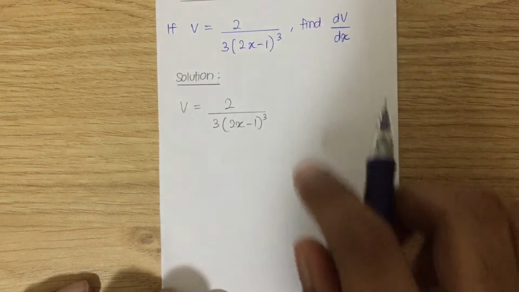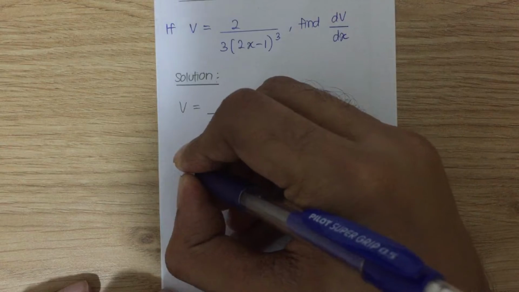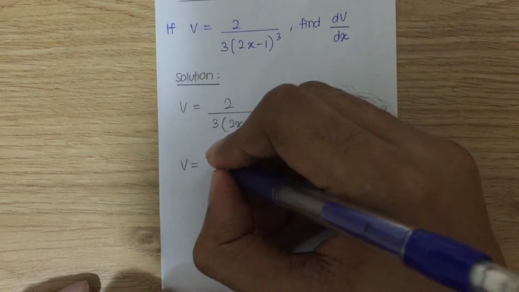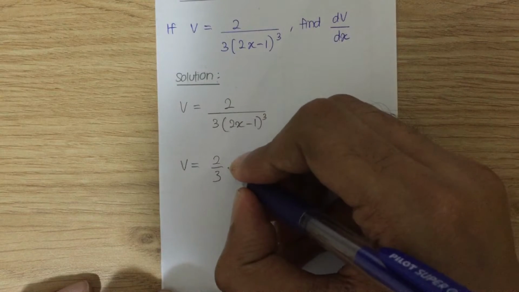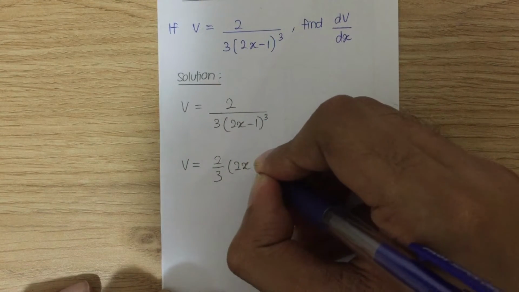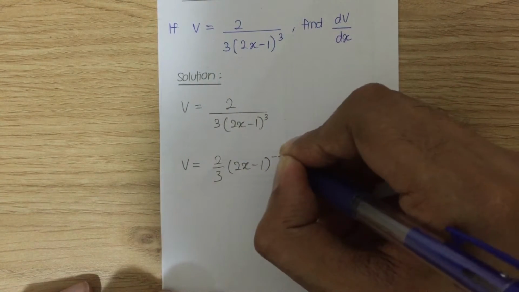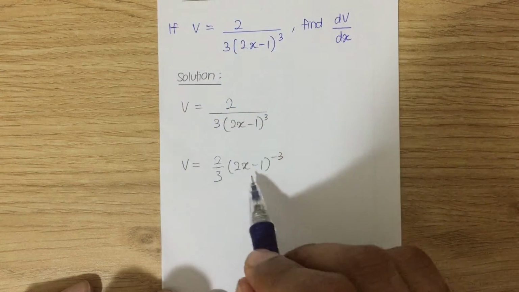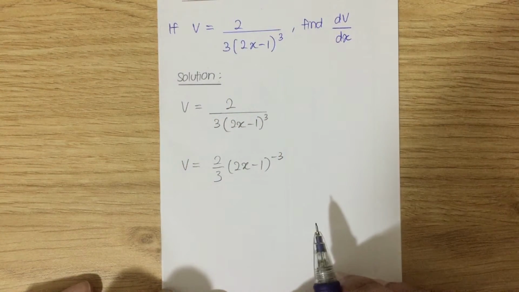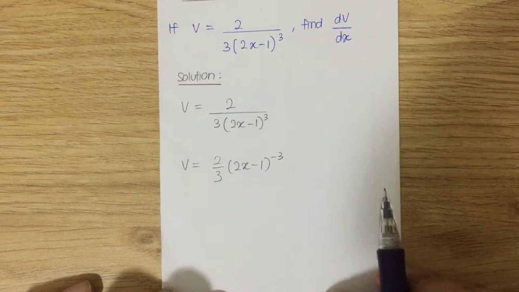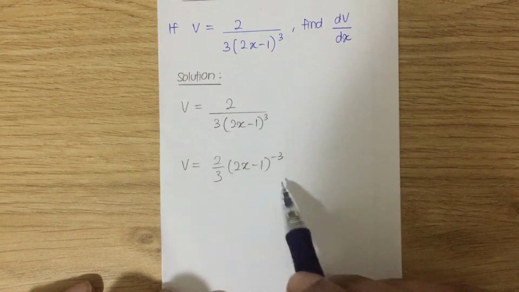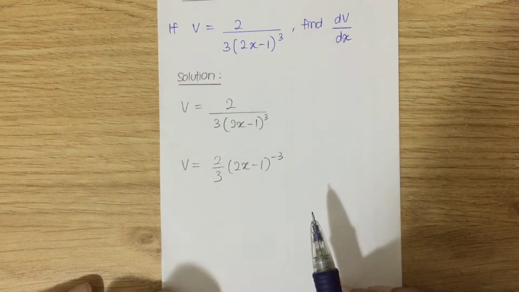So from here, your v will be equal to 2 over 3, times (2x minus 1) to the power of negative 3. This concept actually follows the index form, guys. I hope you understand the working till now. Once you get this equation, we can proceed to perform the differentiation.